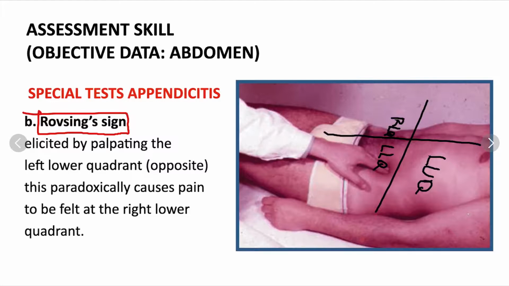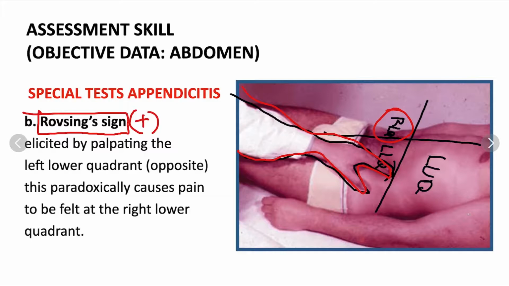Just try to do it slowly and as gently as possible. So you would just be applying pressure with your non-dominant hand over the opposite side, which is the left lower quadrant. If the patient complains of pain on the right lower quadrant when you press the left lower quadrant, you may say that the patient is positive for the Rovsing sign. Okay, a little bit of review for the rebound tenderness.